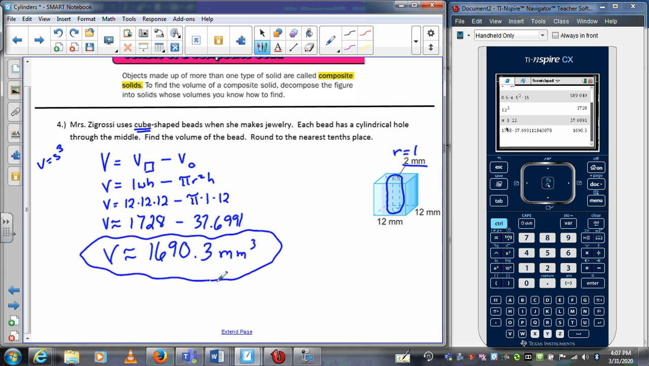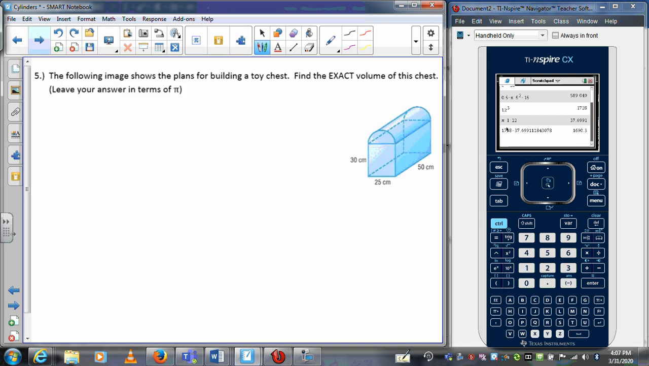Okay, we've got one more to try. One last one. So now we have a toy chest. We're going to find the exact volume. Exact, meaning leave your answer in terms of pi. Love it. That makes it easier. I don't have to hit the pi button on my calculator. So volume, and this one is going to be the volume of basically the prism on the bottom, plus, we're not subtracting, we're adding these two because we've got the whole box plus half the volume of a cylinder.